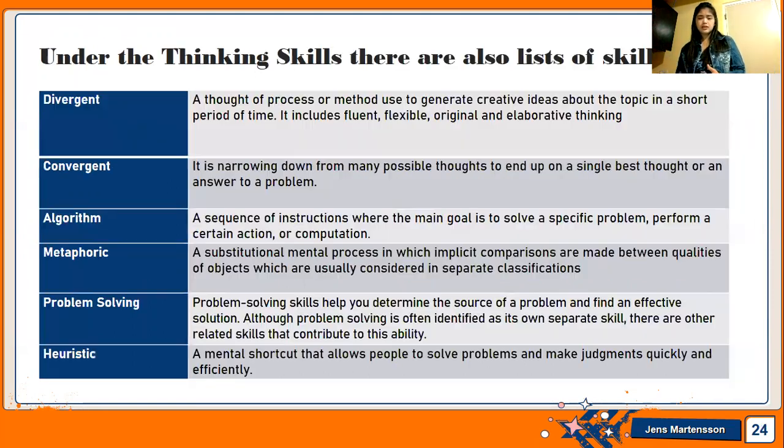Under these thinking skills, we have divergent, convergent, algorithm, metaphoric, problem solving, and heuristic. So divergent is a thought process or method used to generate creative ideas about a topic in a short period of time. It includes fluent, flexible, original, and elaborative thinking. So convergent is narrowing down many possible thoughts and ending up with a single best thought or an answer to a problem.